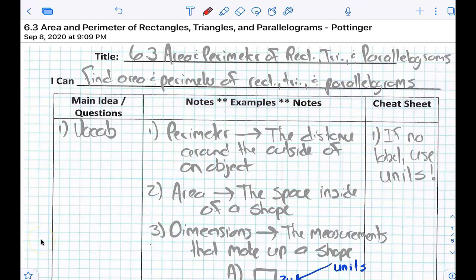Today we're doing 6.3, area and perimeter of rectangles, triangles, and parallelograms. Can you find the area and perimeter of rectangles, triangles, and parallelograms?